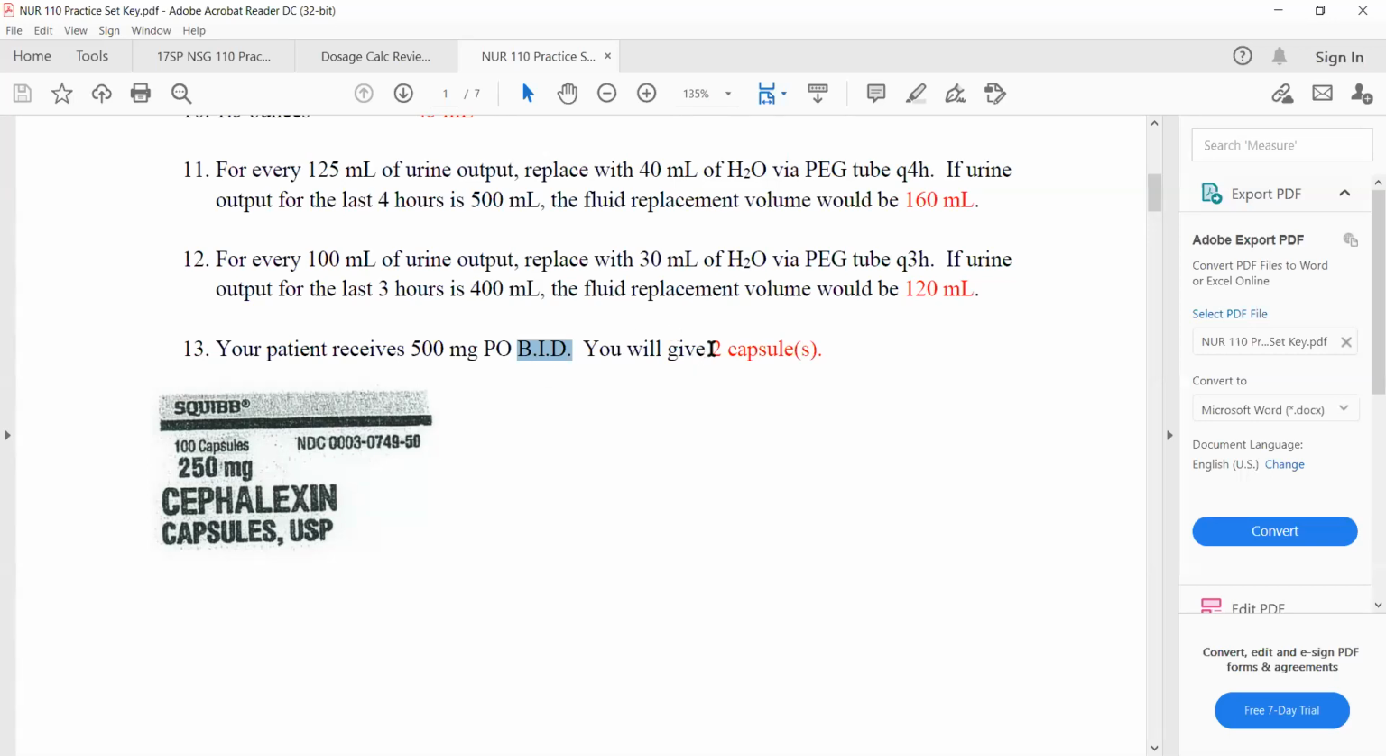Does anyone know why this is 2 capsules and not 4 capsules? Because it's just saying how many capsules will you give, so that's automatically just 1 capsule. Say that one more time. So if it doesn't specify how many capsules, it'll always just be 1. So it'll say your patient receives 500 milligrams twice a day. You will give how many capsules? So it'll just be times 1 capsule.